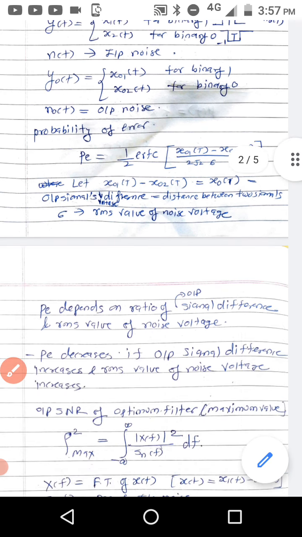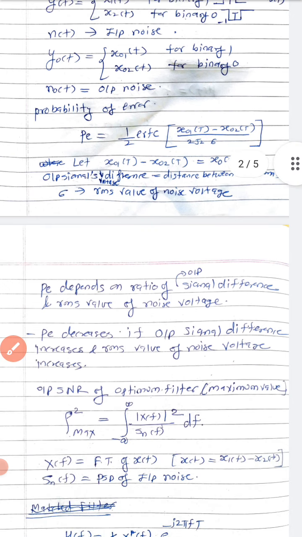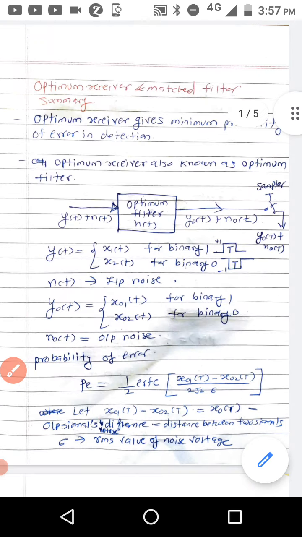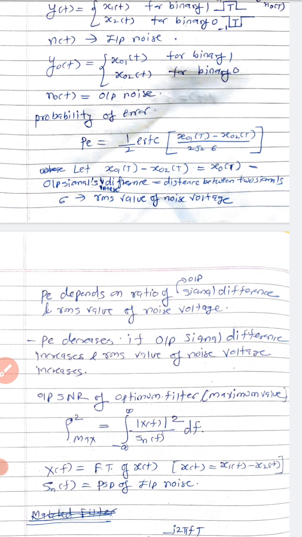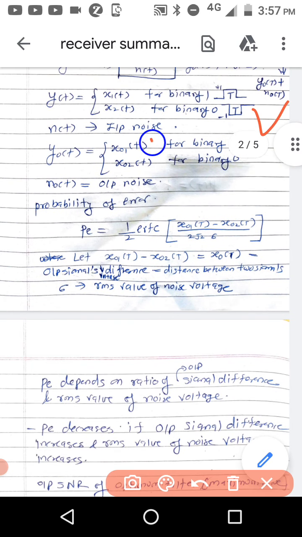This is signal difference voltage, and this is noise voltage. Now we have also seen that this probability of error reduces if this ratio increases. So what is that ratio? We are indicating it by rho. So we have already done the derivation, but important part which is required to be remembered is discussed in this video. So PE depends on the ratio of this one. This is the signal difference. You should understand what is this x01(T) and x02(T). X01(T) is output corresponding to 1, and x02(T) is output corresponding to 0.